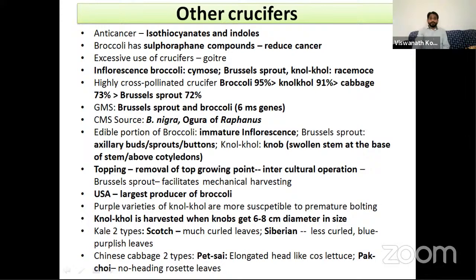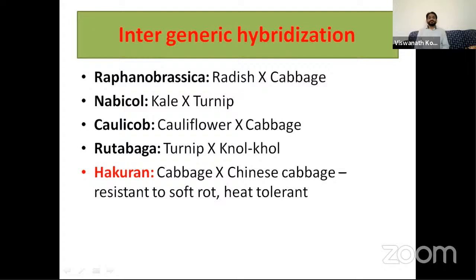Some intergeneric hybridization was made among the cruciferous vegetables, and some vegetables were developed by hybridizing different genera of these crucifers. There is Raphanobrassica, a cross between radish and cabbage. It was a failure. The breeder expected to get the roots of radish and the heads of cabbage, but unfortunately he got the reverse: roots of cabbage and the top portion of radish.